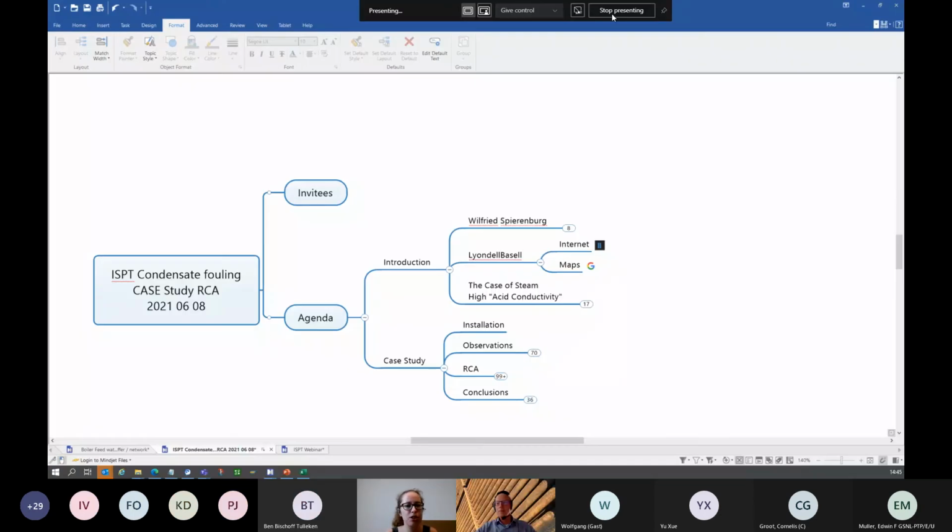So we have the program. As you have seen, the next part of our program is a guest presentation, and then we have a bit of a panel discussion planned. First of all, Wilfried, while I introduce you, can you please try and share your screen so we can make sure that works? Our guest presentation will be given by Wilfried Spierenberg. It's about an RCA case on a steam generation plant.